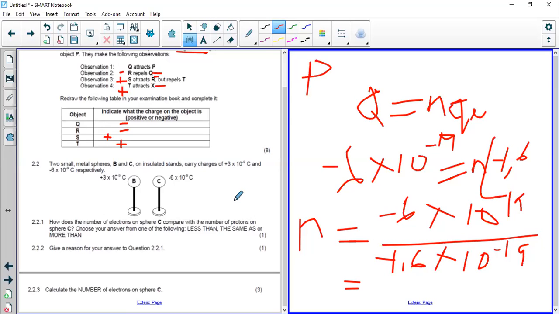Then the next one. This is a negative here, so don't confuse it with this one. But I think you get the gist of what I'm trying to show there. Then we move on to the next question.